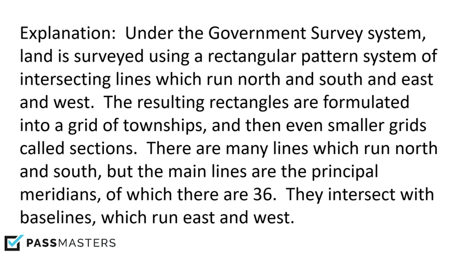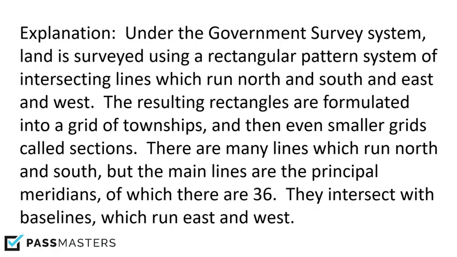Under the government survey system, land is surveyed using a rectangular pattern system of intersecting lines, which run north and south and east and west. The resulting rectangles are formulated into a grid of townships, and then even smaller grids called sections. There are many lines which run north and south, but the main lines are the principal meridians, of which there are 36. And remember, they're not equally spaced out.